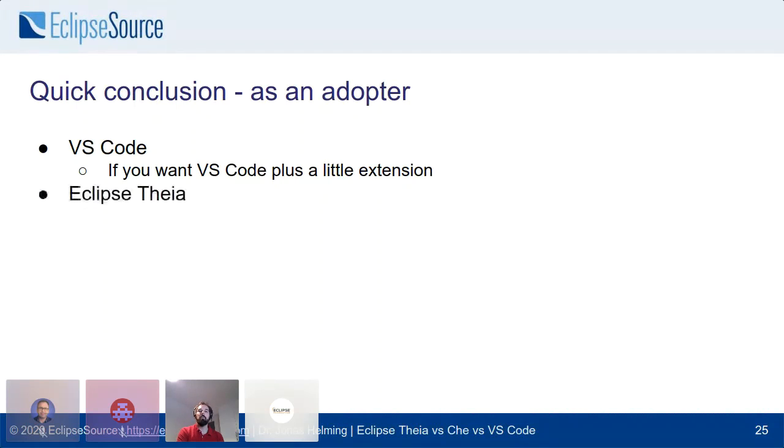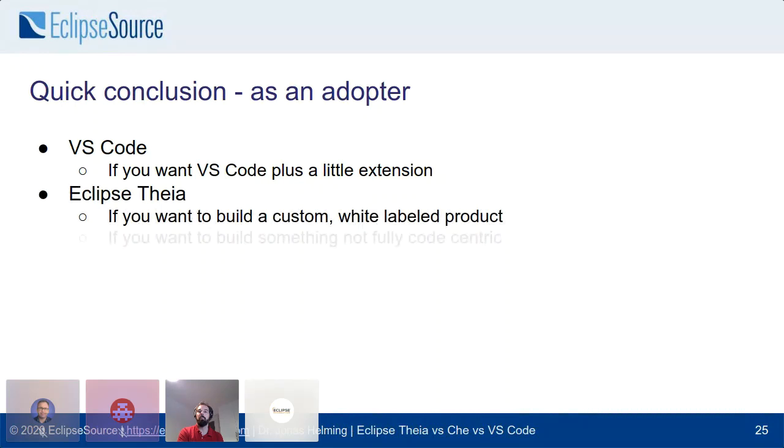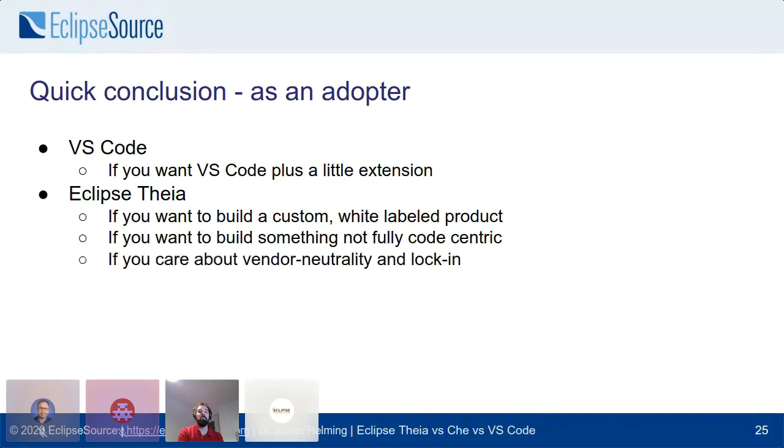Theia, if you want to build something custom, potentially white label, and you need more flexibility and you want to build on an open solution. And if you want to build something that is not necessarily fully code-centric, then you will probably hit the borders of what you can do with VS Code. And if you care about vendor neutrality and the potential lock-in to an existing ecosystem.